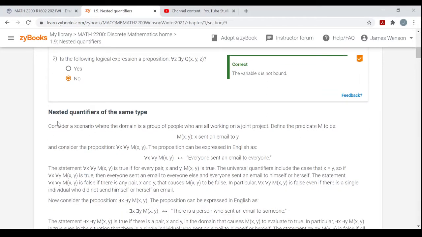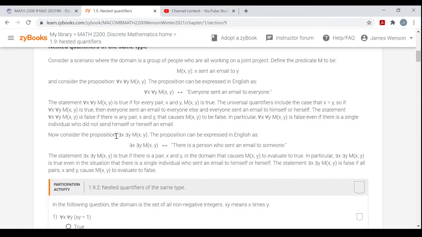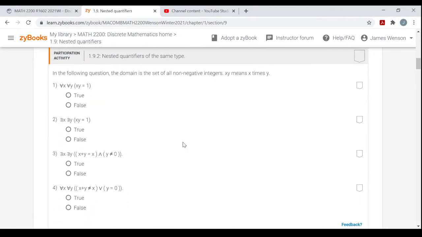All right, then they get into statements involving nested quantifiers of the same type. So if you have two universal quantifiers back to back, or two existential quantifiers back to back. Now, if every variable is bound, then you have a proposition. It can be either true or false.